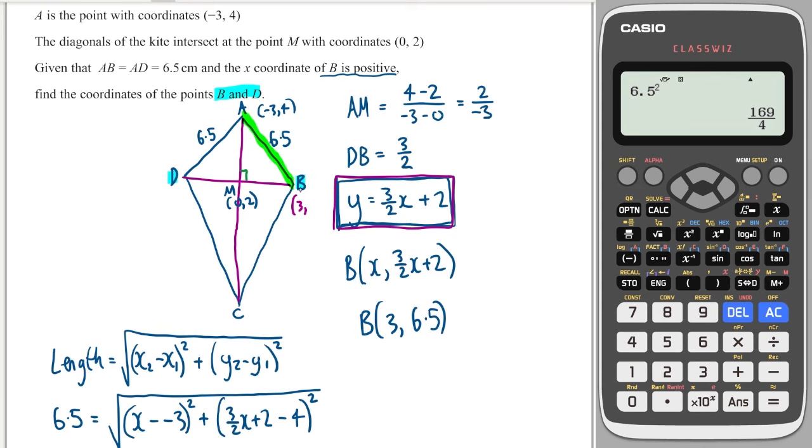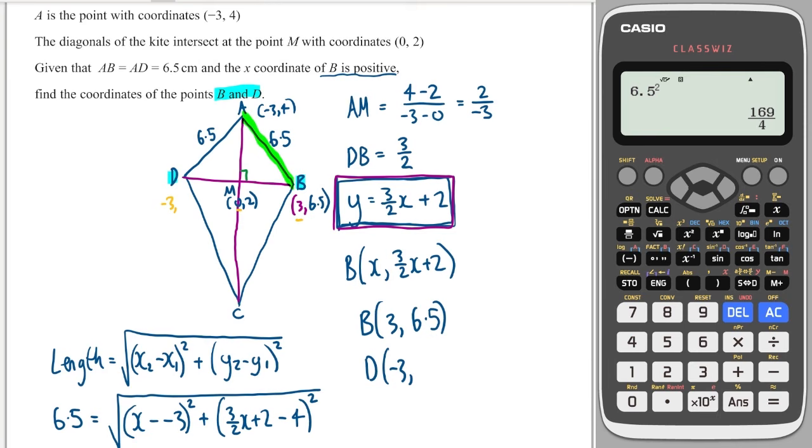Okay, so that's the b value. So now we can work out what d is equal to. And we can do that just by the symmetry of the kite. Because m is the midpoint, over here I have 3 on the x, and then I go to 0. So over here it's going to give me minus 3. We actually knew that already because the other solution to the quadratic we solved was minus 3.